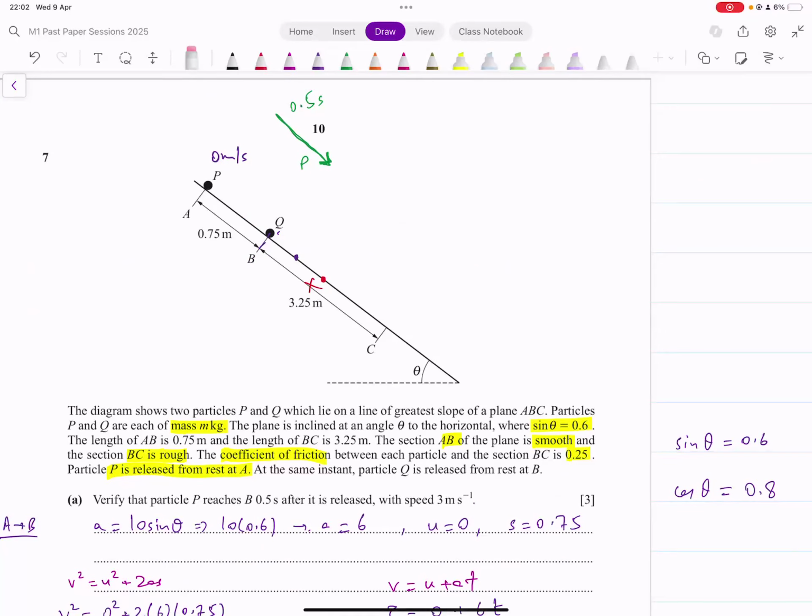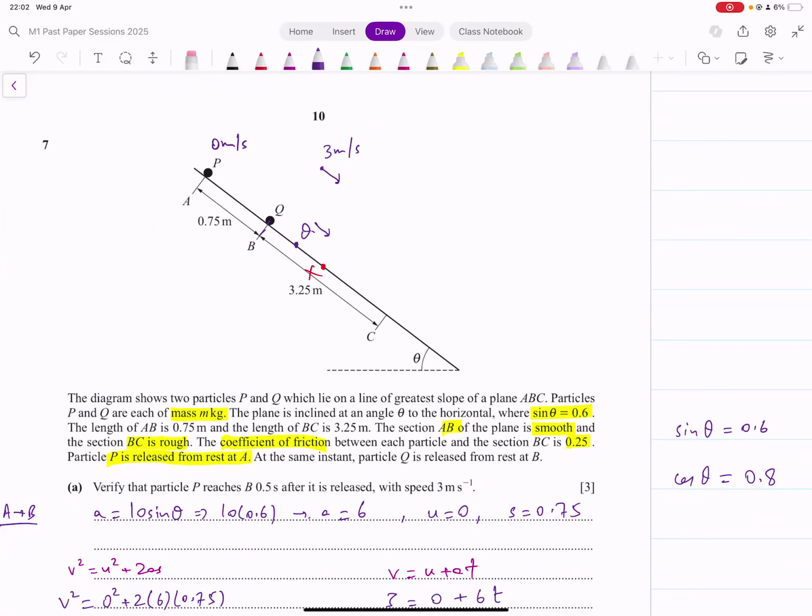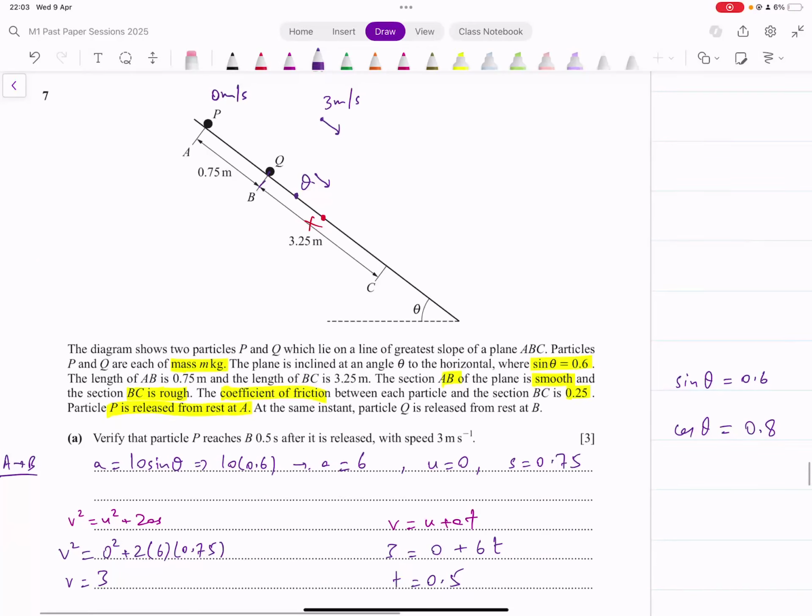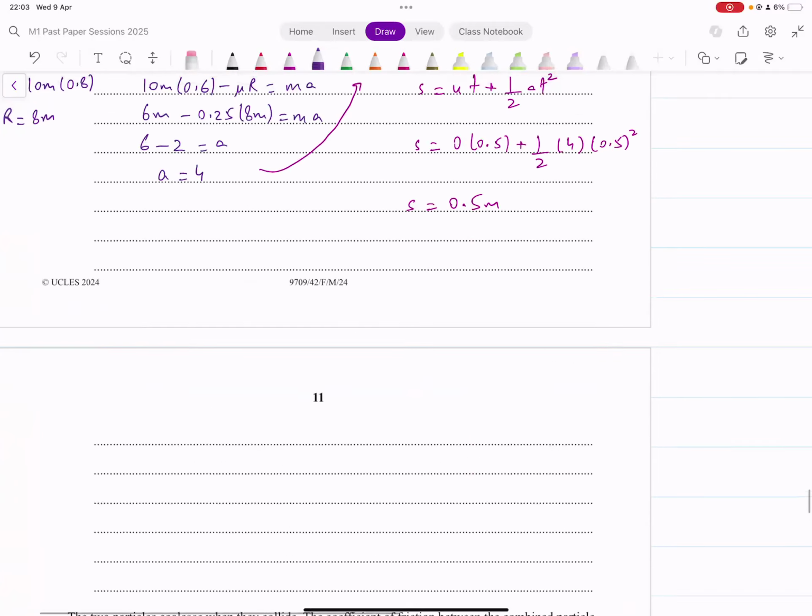Okay, so let's say Q is here at this point. Now Q is going to move further, and P is also going to move further from here. P is starting its journey now at 3 meters per second. That was the speed of P when it reached the point B. And Q, from 0.5 second onward, its initial speed, we don't have that.